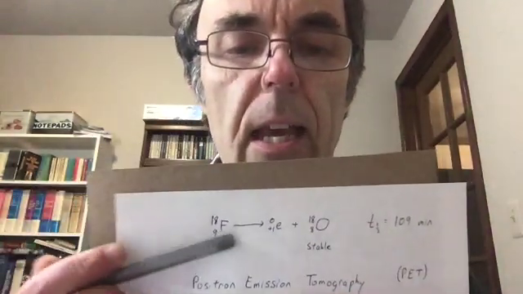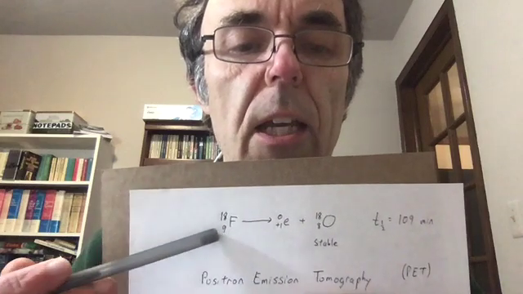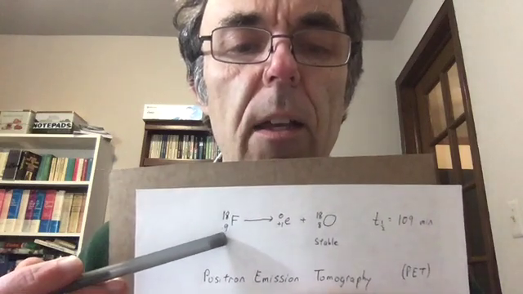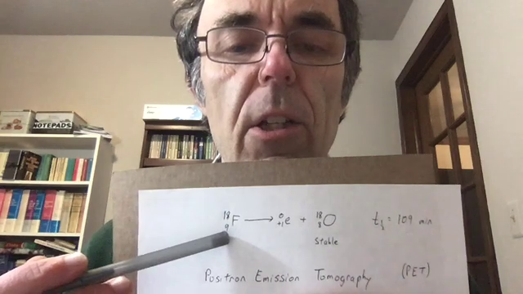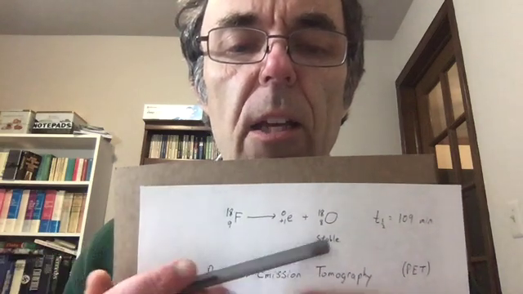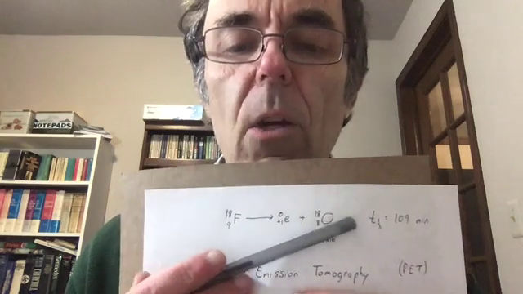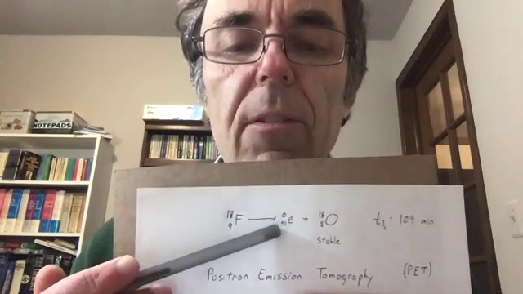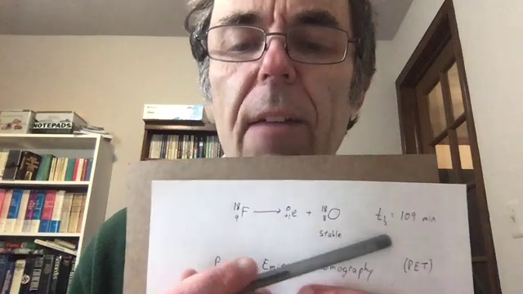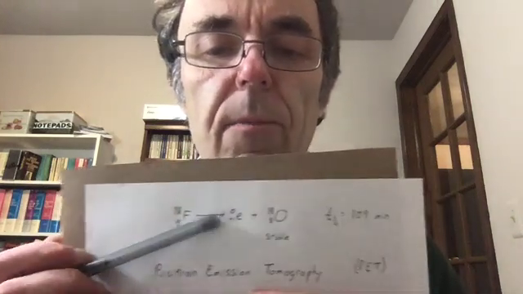It's going to decay. One of the protons is going to turn into a neutron, to give more neutrons. So you go down to 8. Element 8 is oxygen. This is oxygen-18, which is stable, and it gives off the positron. And the half-life for this is 109 minutes. And the half-life is very good for medical imaging.